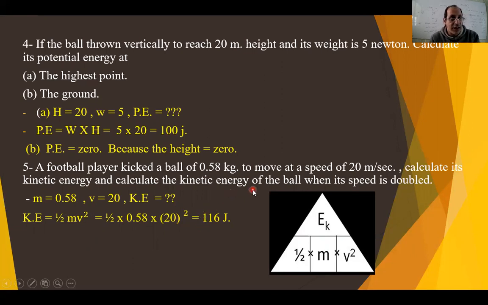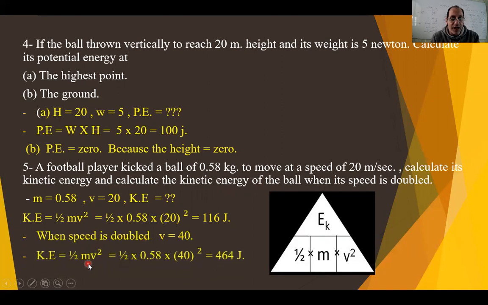What about the second case, if I need to calculate the kinetic energy when the speed is doubled? It means the speed is doubled, instead of 20 it will be 40. So kinetic energy will be half mv squared, here v equals 40, half times m, which is the constant mass, and 40 squared. It means that it's going to give me a kinetic energy of 464. If you calculate the difference, if the speed increased by double, the kinetic energy increased by 4 times. 116 times 4 equals 464.